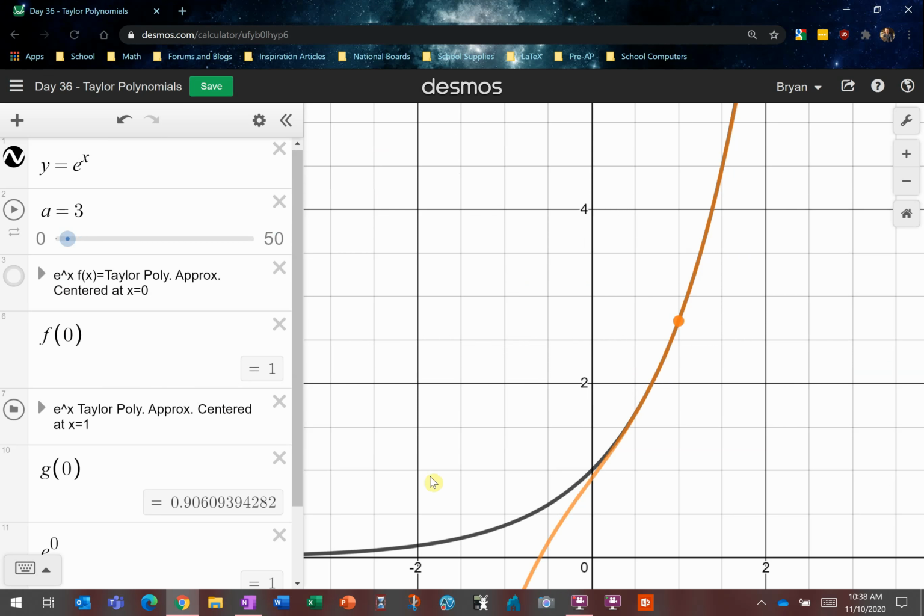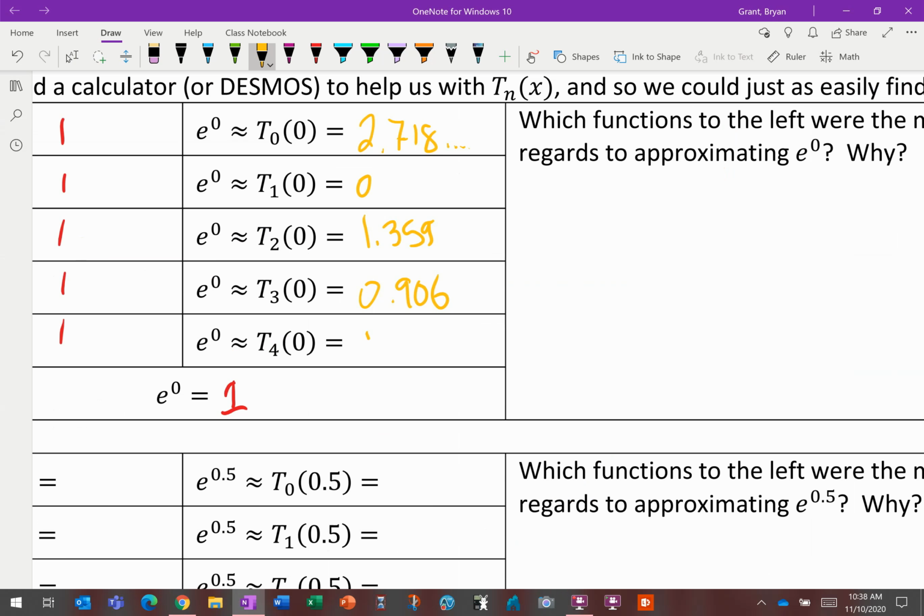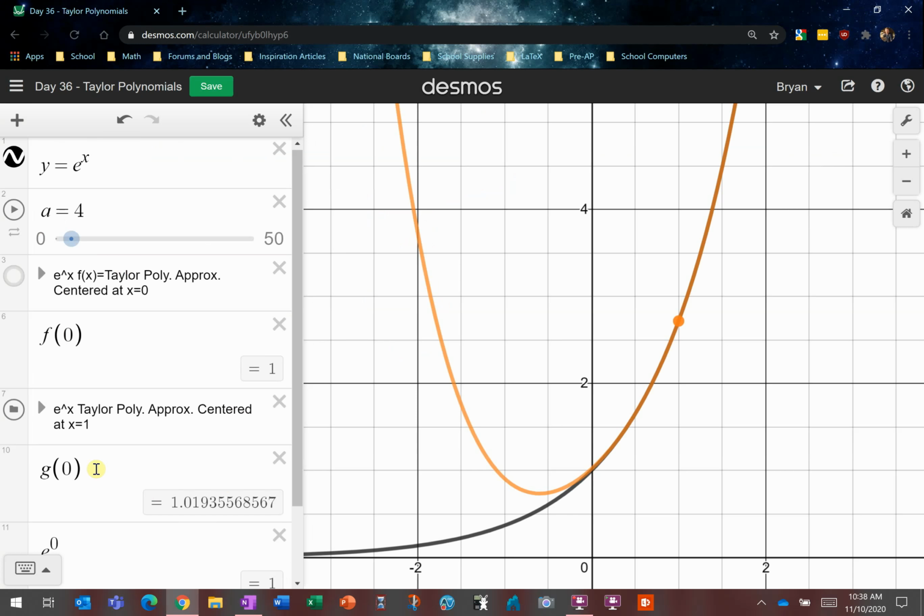And if I use the fourth degree, 1.019. So notice, using my Taylor polynomial centered at 1, originally the answers weren't very close to the actual value. But by the end of just going out 5 terms, I'm pretty darn close. 1.01, I'm off by approximately 1 or 2 hundredths. Not bad at all. In fact, watch how g of 0 changes as I bring a out even further.